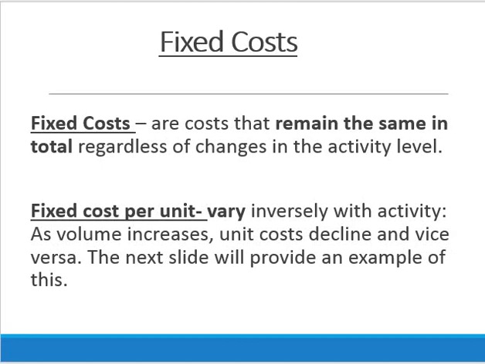However, the fixed cost per unit will vary. So it's going to vary inversely with activity. As volume increases, unit costs decline and vice versa. So if volume decreases, the unit costs are going to increase. On the next slide, I'm going to give you an example of that.